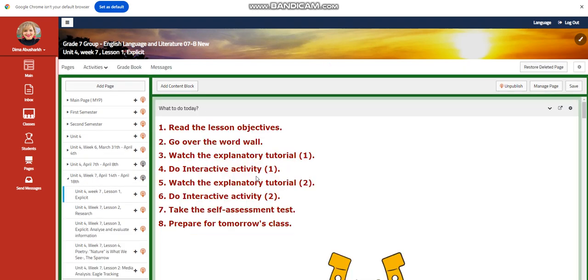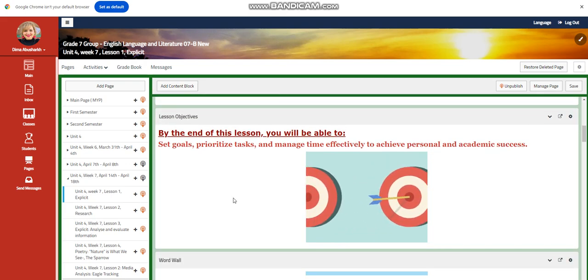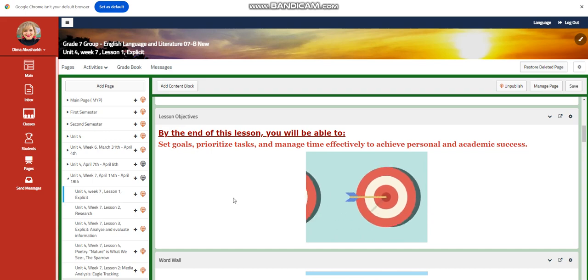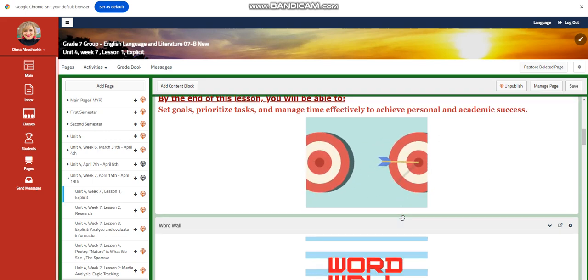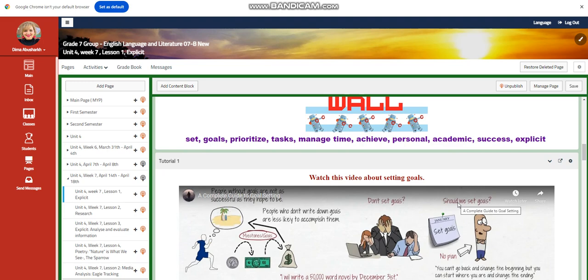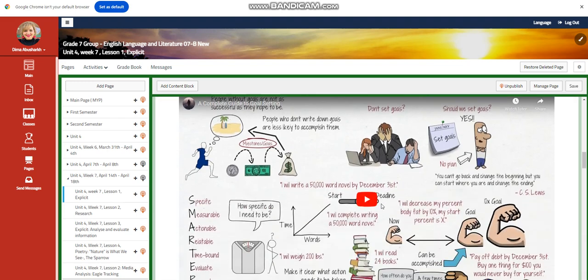We're going to kick off this week with an explicit. You're going to set goals, prioritize tasks, and manage time effectively to achieve personal and academic success. Our word wall includes set goals, prioritize tasks, manage time, achieve personal academic success, and explicit. You're going to watch a video about setting goals.